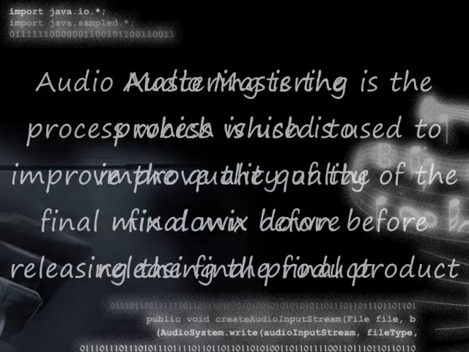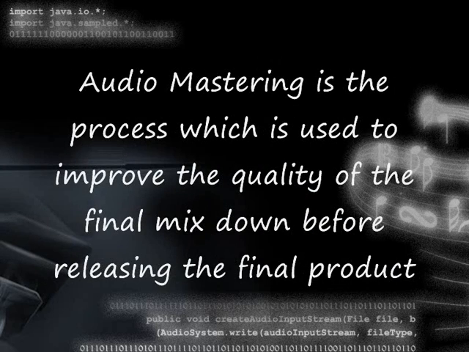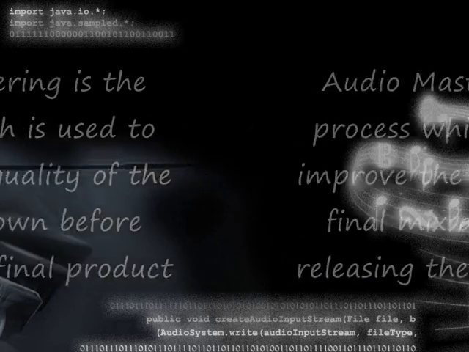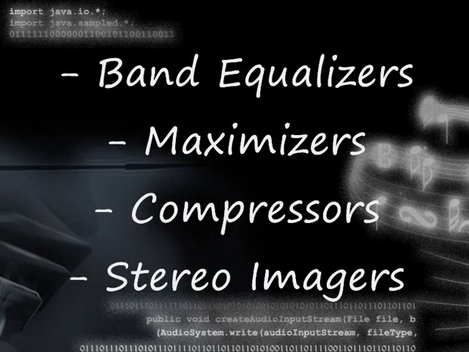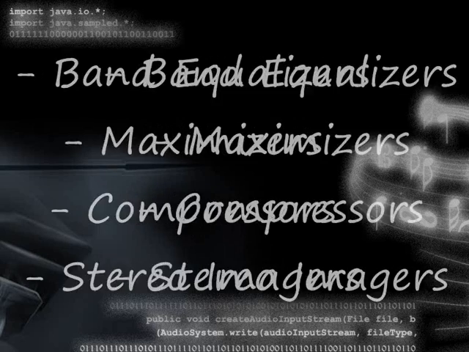Audio mastering is the process which is used to improve the quality of the final mixdown before releasing the final product. There are many tools available for audio mastering in the music industry. There are tools such as band equalizers, audio maximizers, audio compressors, and stereo imagers, etc.